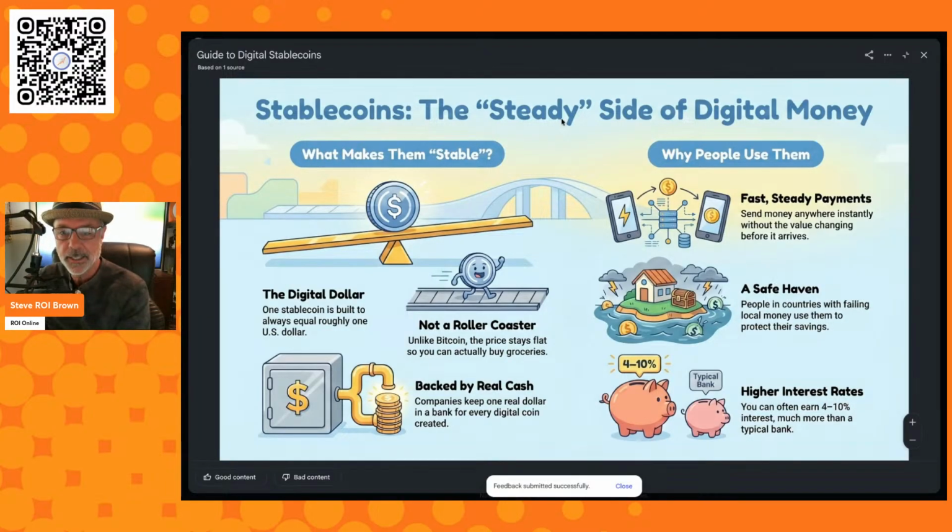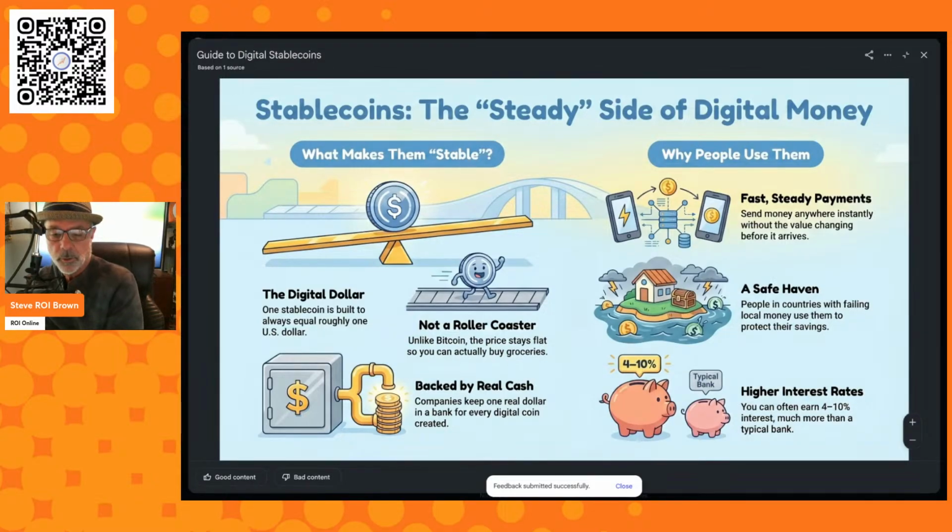They're the steady side of digital money. So what makes them stable? Hence the name stablecoins. Well, it's a digital dollar. One stablecoin is built to always equal roughly $1. And unlike crypto, stablecoin gets bunched in with the umbrella term of crypto, but crypto has a negative connotation of a roller coaster of price spikes, of prices going up and prices going down. And so unlike Bitcoin or crypto, the price stays flat. So you can actually buy groceries.